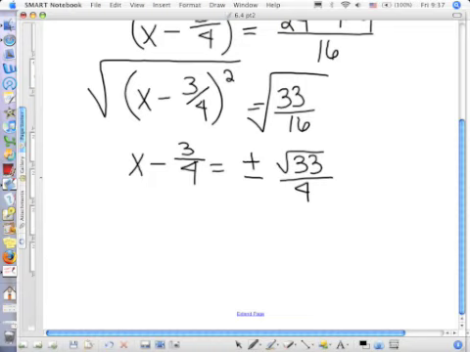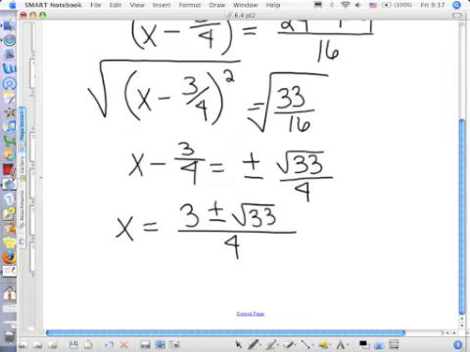All right, and then we just keep going. You take the square root of both sides. 33 does not reduce, but the square root of 16 is 4. You add 3/4 to both sides. They're both over 4. So it's 3 plus or minus the square root of 33 over 4. I want to get one more in before the bell rings. Okay? We have time.